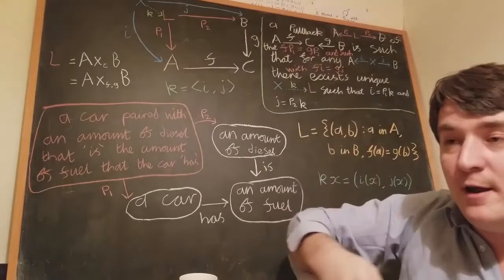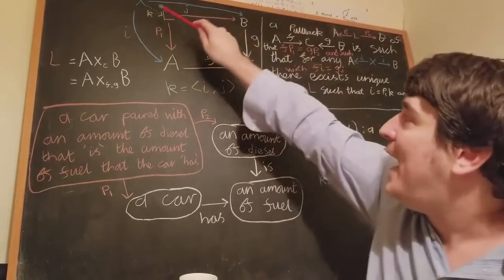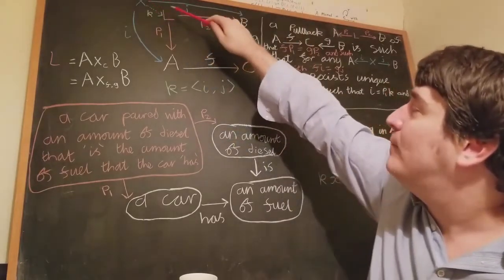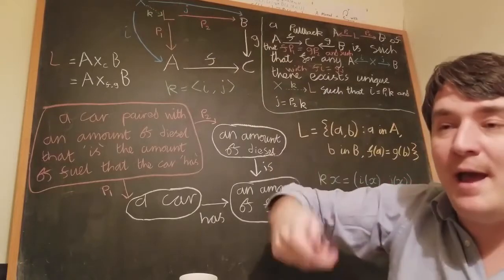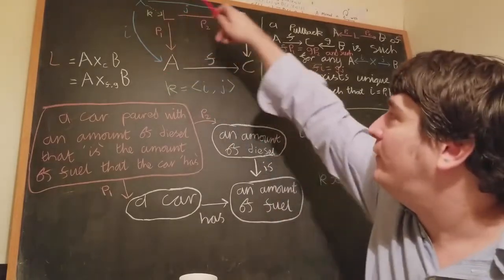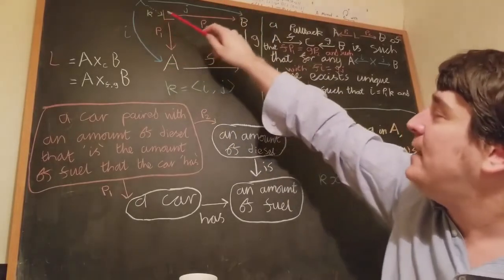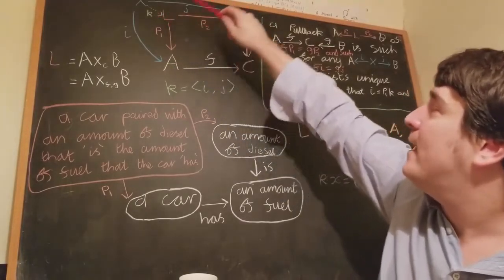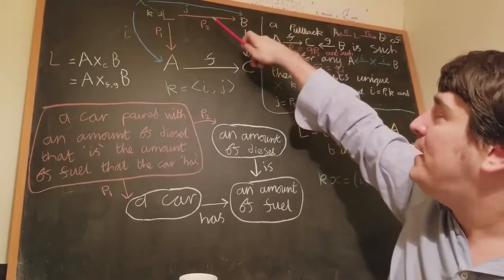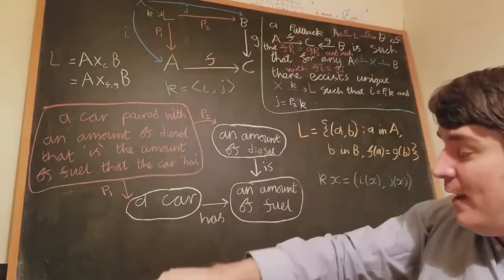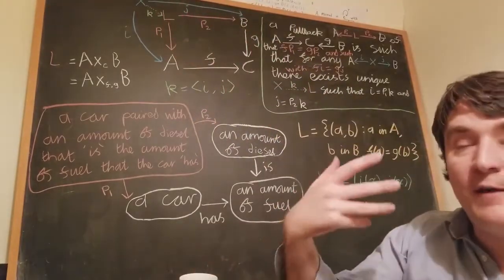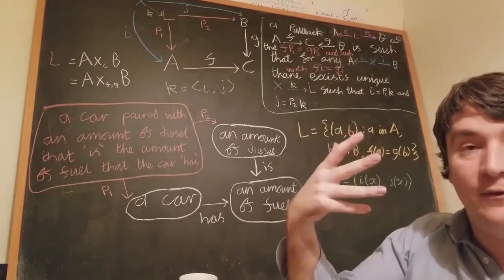For such a candidate, there's a unique arrow K from X to L, which allows us to emulate the effect of this phony candidate here, in the sense that I equals P1 after K and J equals P2 after K. So that's the general definition of what a pullback is.